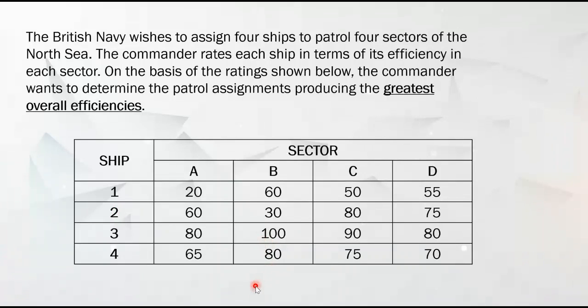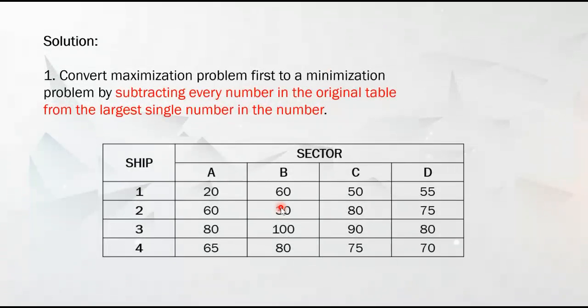Now, it was mentioned earlier that before we can proceed to the Hungarian solution method, we have to convert the table right here to a minimization table. So, to convert again the maximization to minimization, we have to subtract every number in the original table from the largest number in the table. It is very easy to spot which is the largest number, and it is 100.